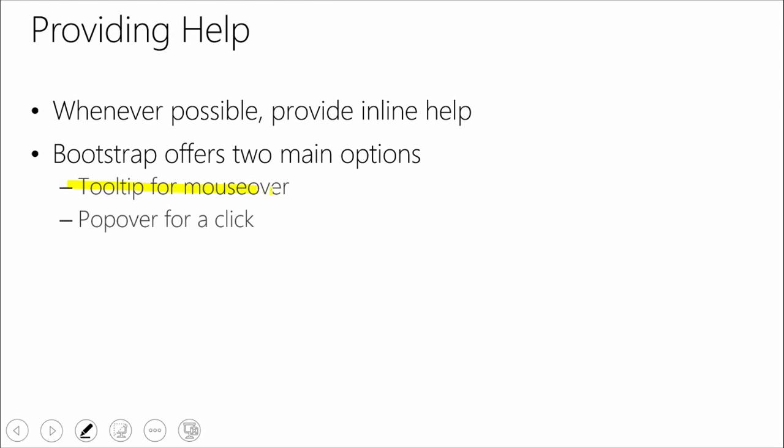One way for me to do this is by setting up a tooltip, which simply means that if you put your mouse over something, we'll give you a little tooltip and explain what it is that we're trying to do. Now, the other thing that we can do is we can also generate a popover. Now, the thing about a popover is it requires a click. So you click on it, and then it will pop something up.